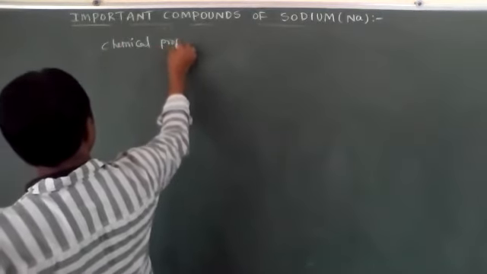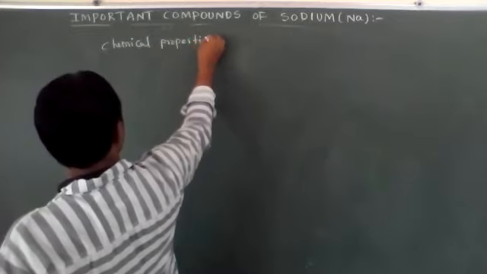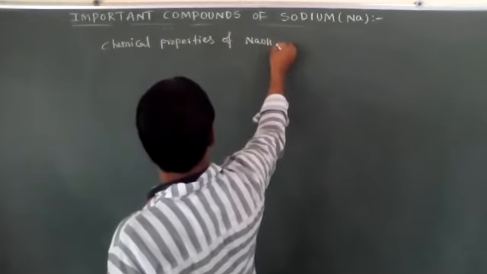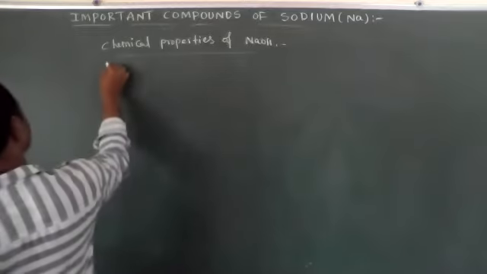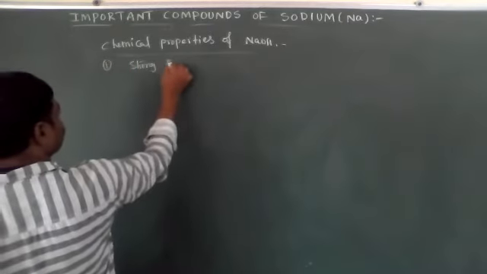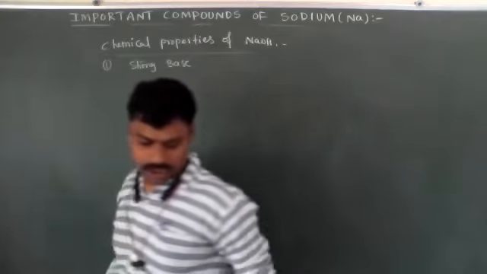Chemical properties of NaOH. So first one, this NaOH is a strong base. It is a strong base.